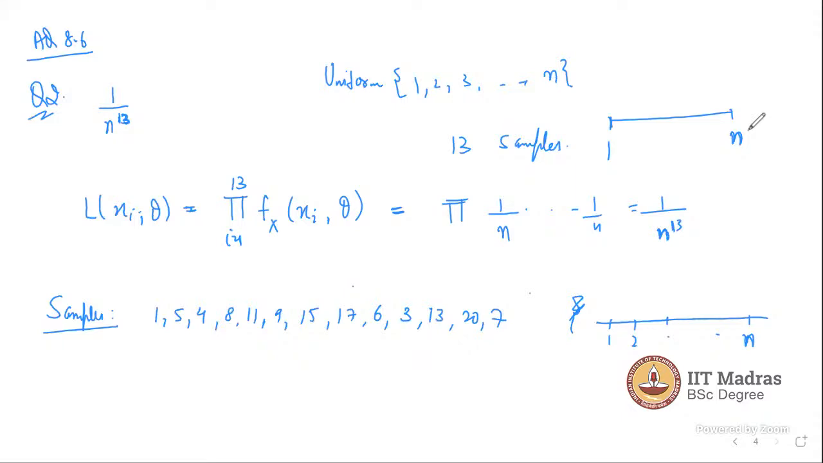And we can use a condition that n will be at least greater than or equal to all the samples that we are given, like 1, 5, 4. It will be greater than at least all of them. So it should be greater than or equal to the maximum of these samples, which will be 20. Yeah. Right.